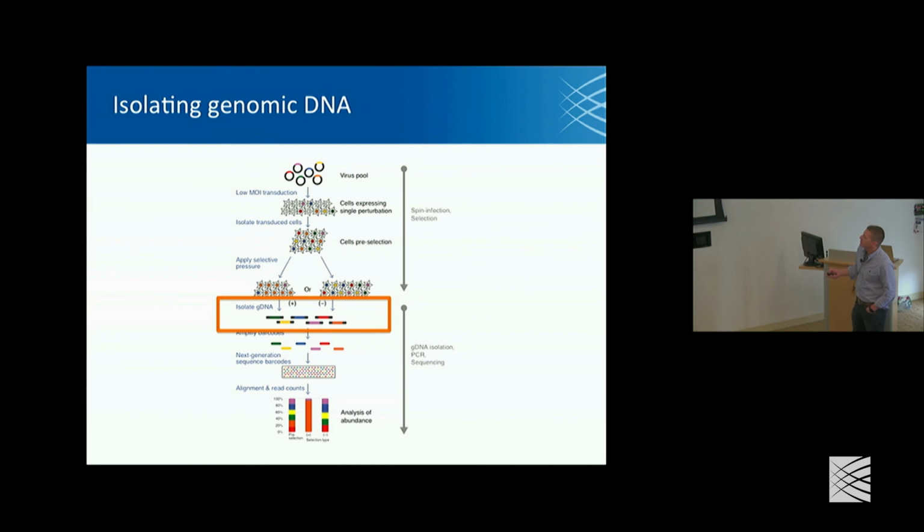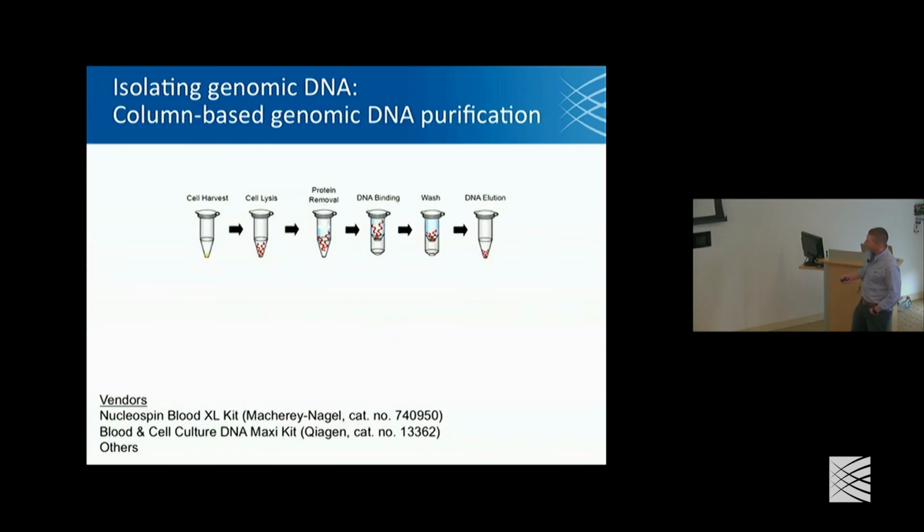Okay, so first to focus on isolating genomic DNA. To do this, we use these column-based genomic DNA purification kits. There's several of these commercially available. We use the NucleoSpin Blood XL kit. There's ones from QIAGEN and a lot of other sources. So they all work basically the same way, where you take your cells and then you lyse them. You mix them with some proteinase and RNase to get everything out of there, all the other gunk.